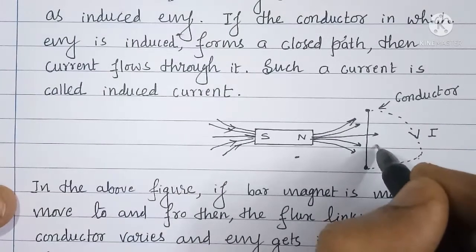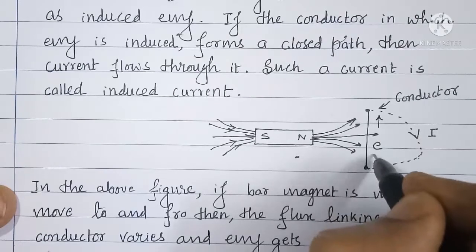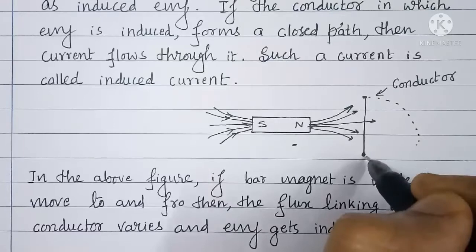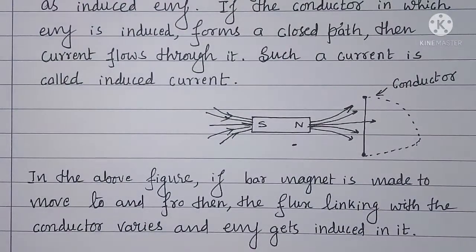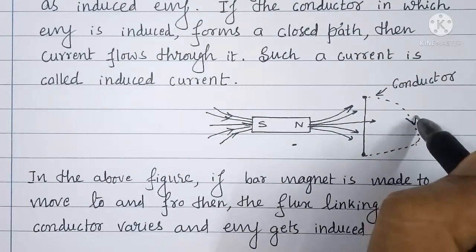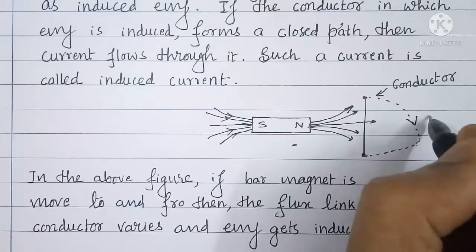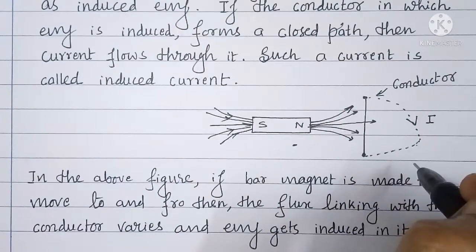I will denote the EMF induced in the conductor as E here. If we form a closed path, then current will be flowing through the conductor, which is called as induced current. Because we know that for the current to flow, closed path is required.